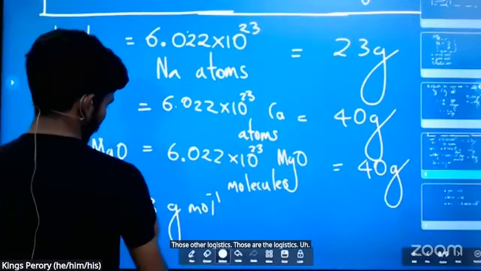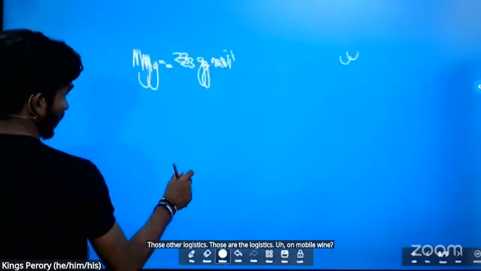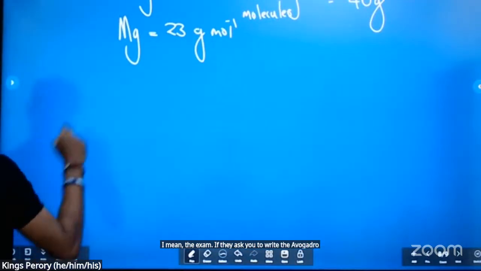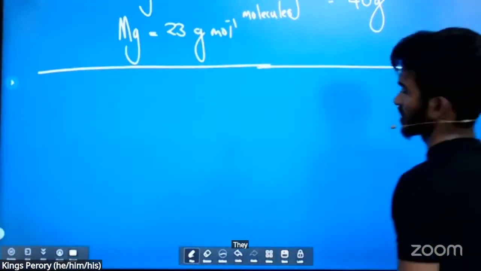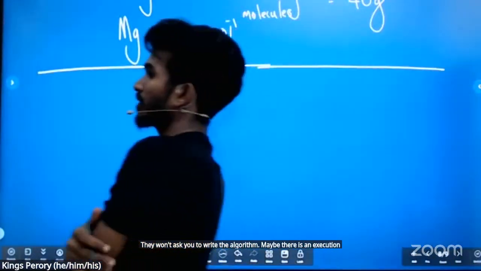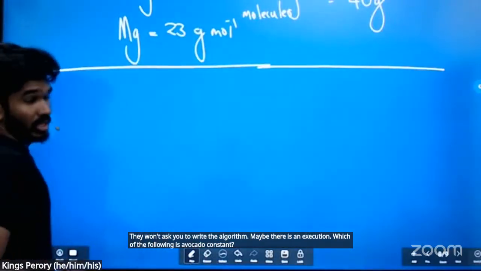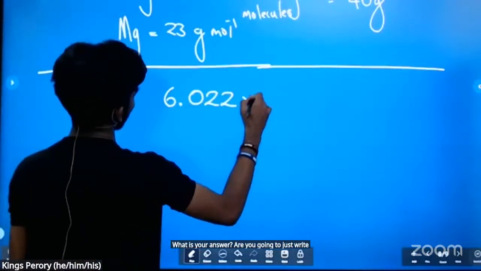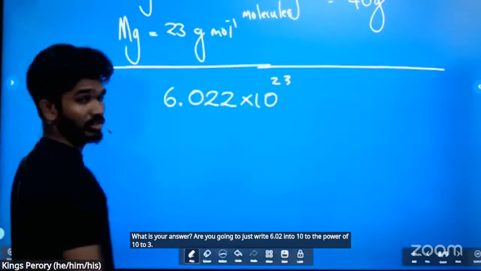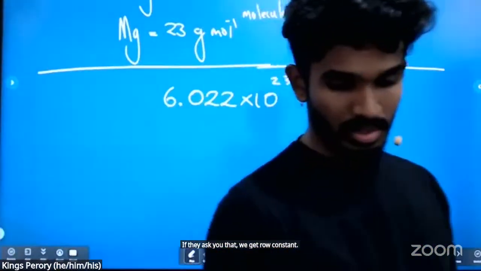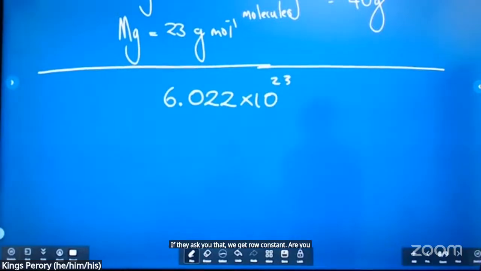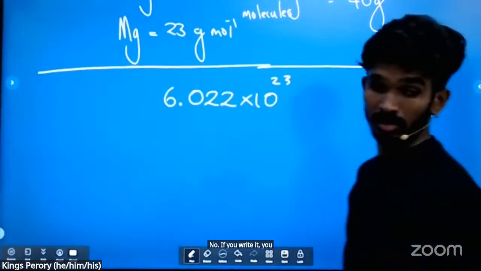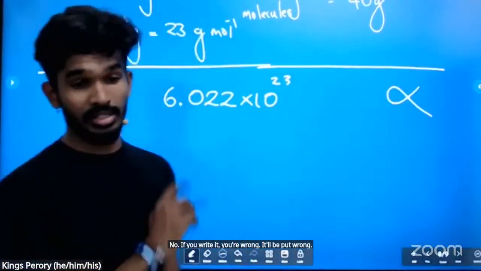One more point. Now in the exam, if they ask you to write the Avogadro constant, maybe there is an MCQ question: which of the following is the Avogadro constant? What is your answer? Are you going to just write 6.022 into 10 to the power 23? No. If you write it, you are wrong. It will surely be marked wrong. You can't write only this.